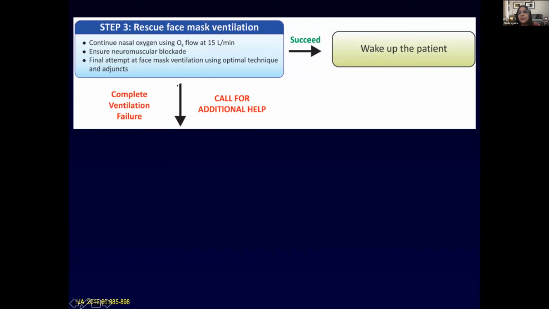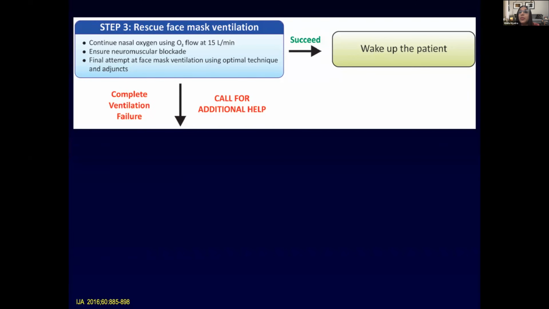Now, why neuromuscular blockade? Look at this situation. You are in a rescue situation where your three lifelines, what are the three lifelines we have to ventilate and oxygenate the patient? We have the mask, we have a tube, and we have a supraglottic airway device. If all three have failed, the supraglottic airway device has failed and your endotracheal tube has failed, this is your last attempt to check whether your mask ventilation will work. The chance of success is highest if you use a neuromuscular blockade, and that is why we recommend it.